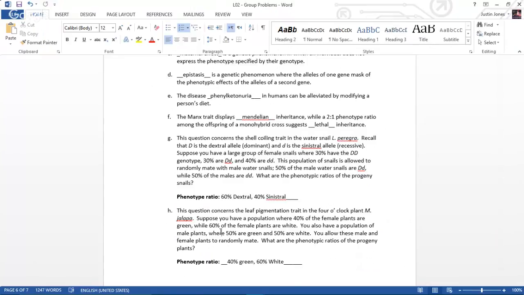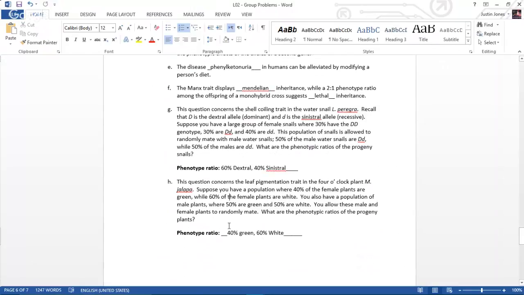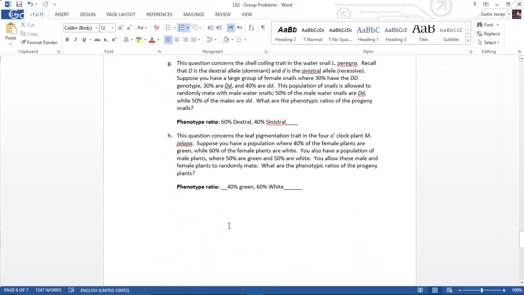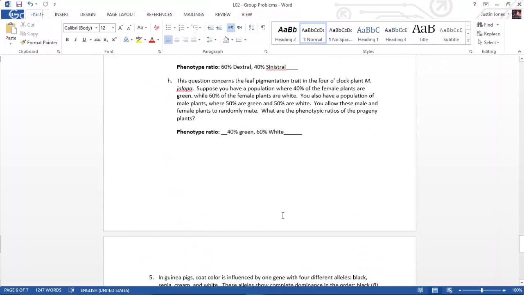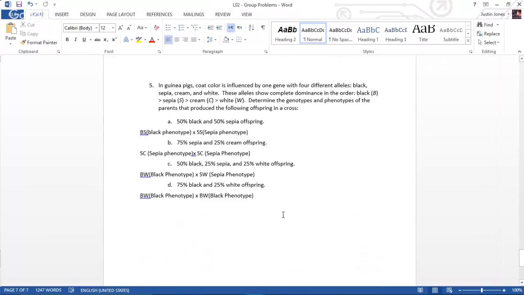This is talking about the jalapa plants. And it's the same thing where the mother's genotype determines the child's phenotype. And so 40% are green and 60% are white. So that's what the children are going to be for the phenotype. And then if we come down to this guinea pig one, it's really just kind of the same Punnett squares we've been doing before and the ratios. It just changes a bunch with each color.